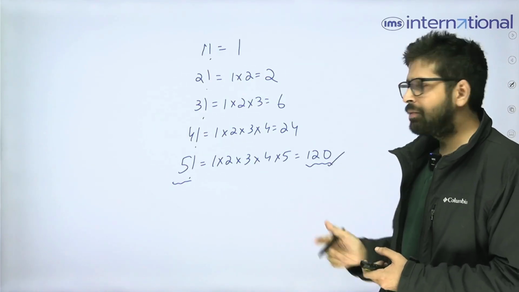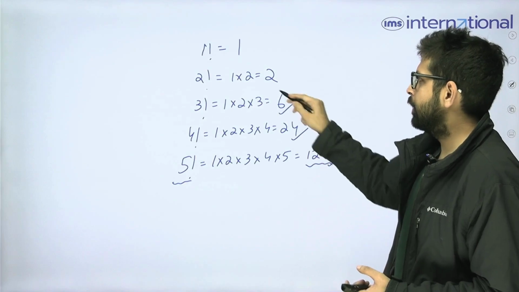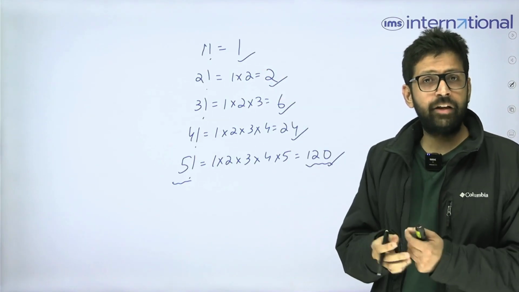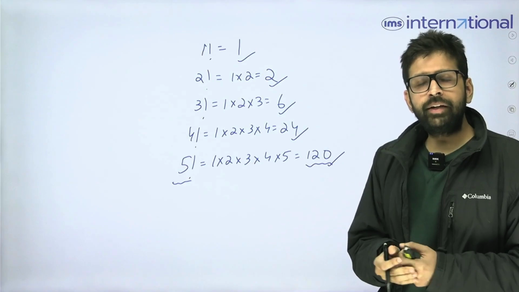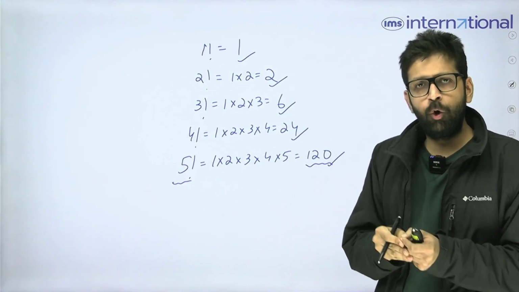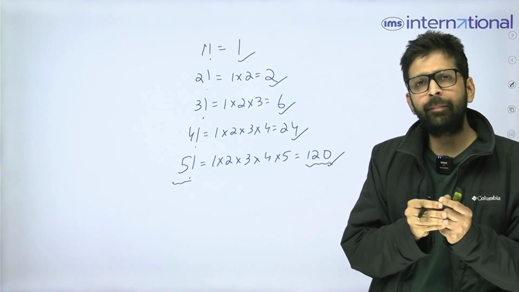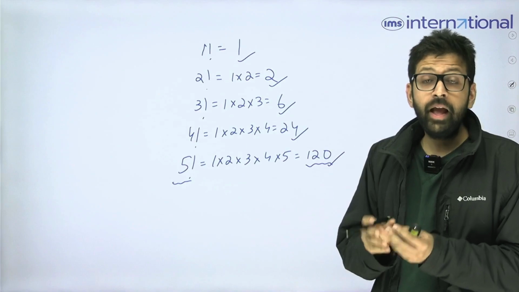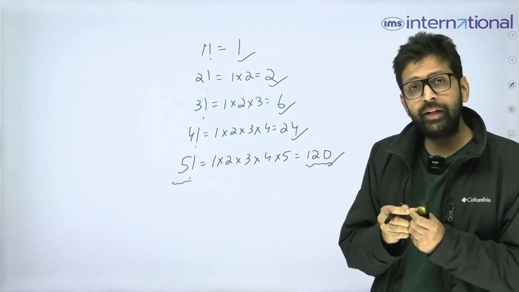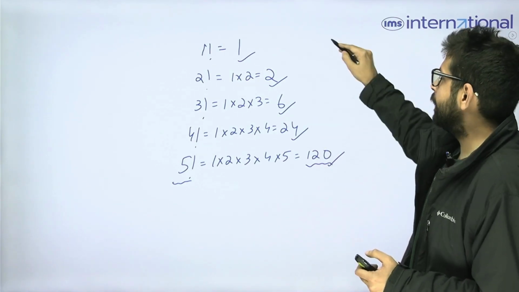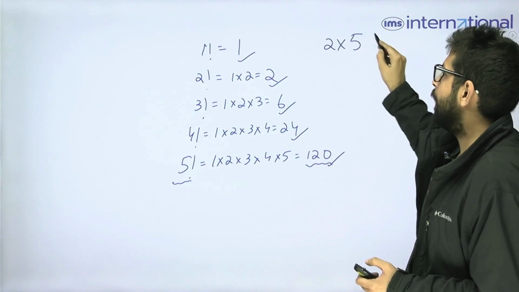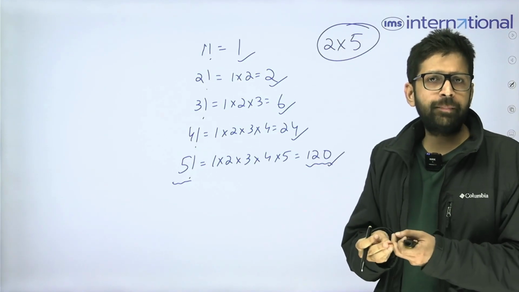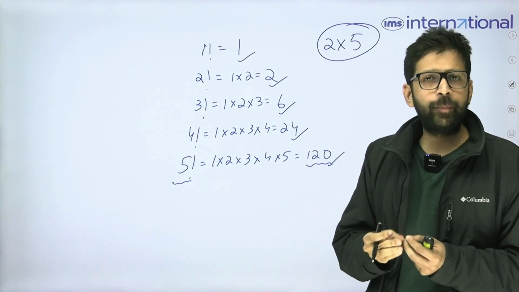Why wasn't any 0 present over here or here or here or here? If you look at it closely, if you think carefully, you will understand that in order to make a 0, I need to multiply a number by 10. Without multiplying by 10, I cannot get 0 at the end. And in order to get a 10, what do I need? I need a 2 and a 5.